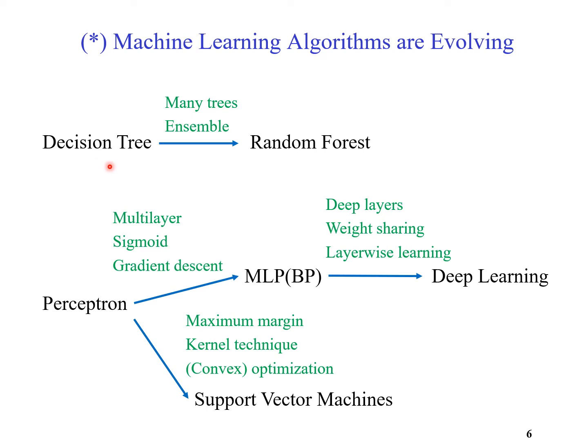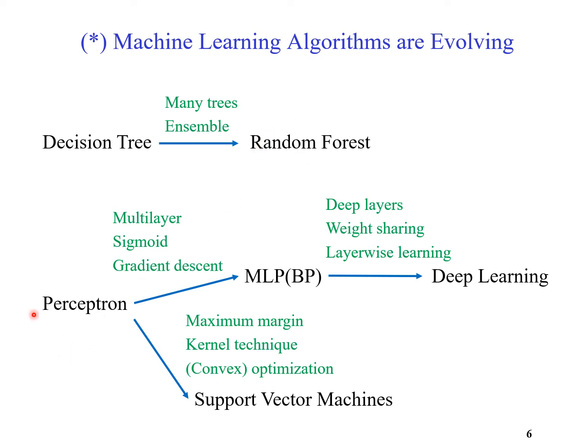So we have a decision tree. Even though this is a very classic algorithm, its performance is not very impressive. But later on, by generating many decision trees and combining them, we have a new algorithm called random forest. So you can say decision tree has evolved into random forest, and this random forest is quite impressive. It's a quite competitive algorithm.